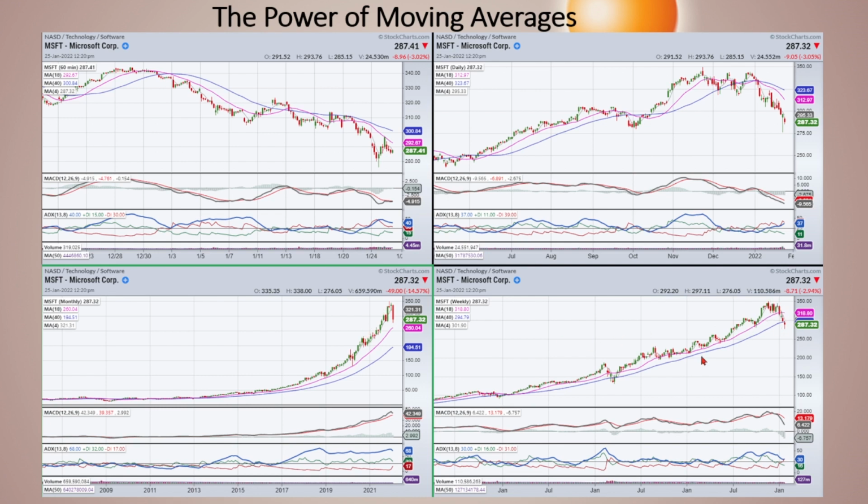This trend was up for a very, very long time. So let's go ahead and look at the longevity of the trend. Look at where the moving averages crossed to the upside in Microsoft. That was way back in January of 2020. And it had been going up. The 18 was above the 40 for this entire period.